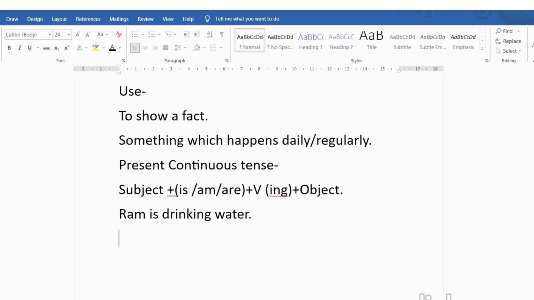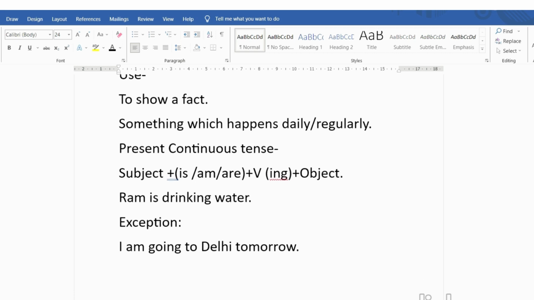Second thing, sometimes present continuous tense can also be used to show future. This is an exception. For example, if I say, I am going to Delhi tomorrow, here we can see "am going" is in present continuous tense, but it is denoting future. I am going tomorrow. So this is a special case of present continuous tense which is used to show future. Next, we will take up present perfect tense.